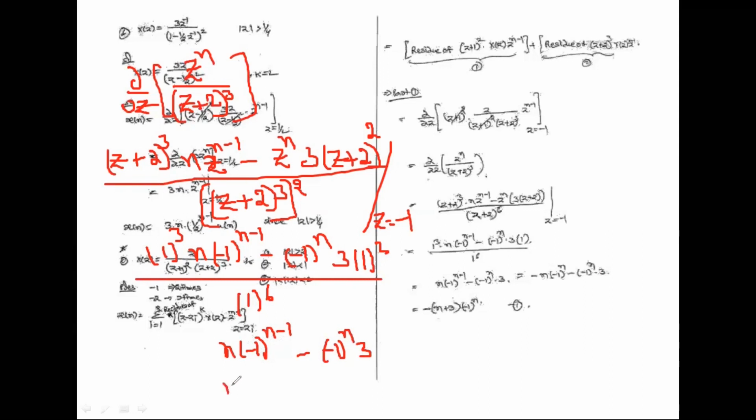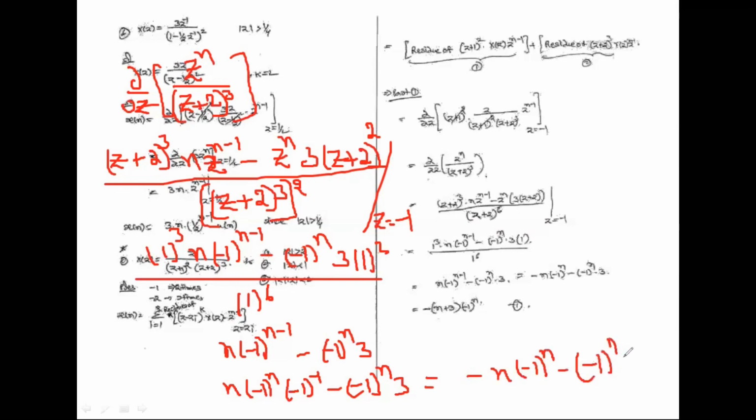Now we can rewrite this as n into (minus 1) whole power n and (minus 1) whole power minus 1. Bases are the same, so we can add the powers here: (minus 1) whole power n into 3. What it matters, students? (Minus 1) whole power minus 1 becomes minus only. So both the functions have a minus, that is equal to minus n into (minus 1) whole power n, minus (minus 1) whole power n into 3.